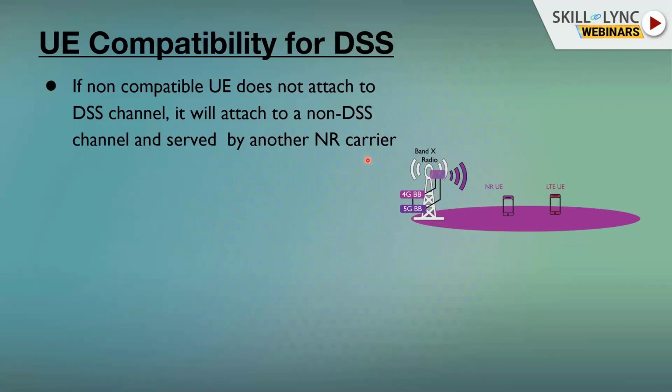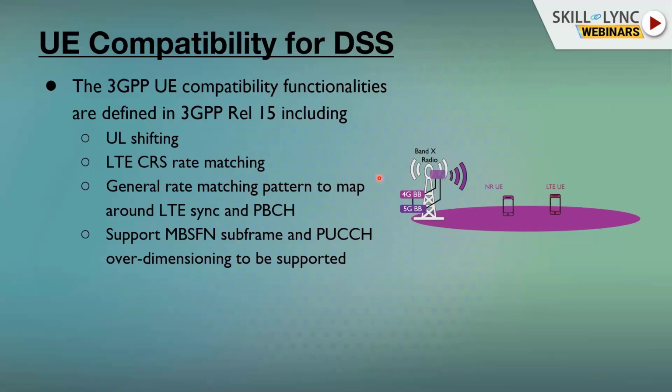So you might have an NR 3500 megahertz carrier, and you can simply attach to 5G using that carrier. You don't necessarily need the DSS carrier. So a lot of the requirements are mentioned in Release 15, including uplink shifting, CRS rate matching, and general rate matching to map LTE sync and PBCH. So basically, this is where the chipset vendors are coming in and enabling some of these capabilities and functionality, so they can start rolling it out with the right kind of UEs.